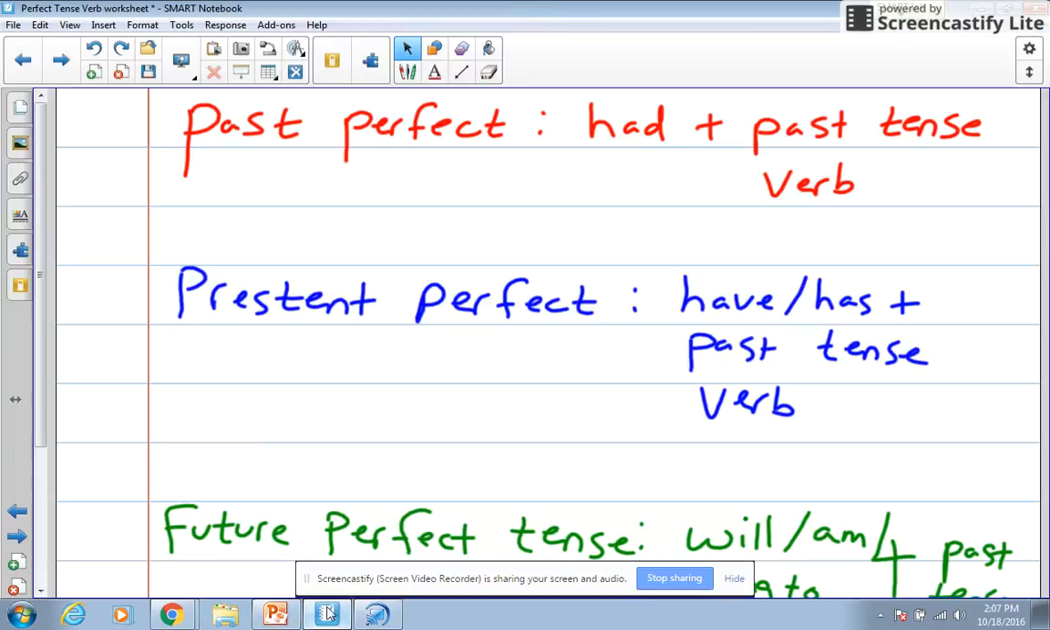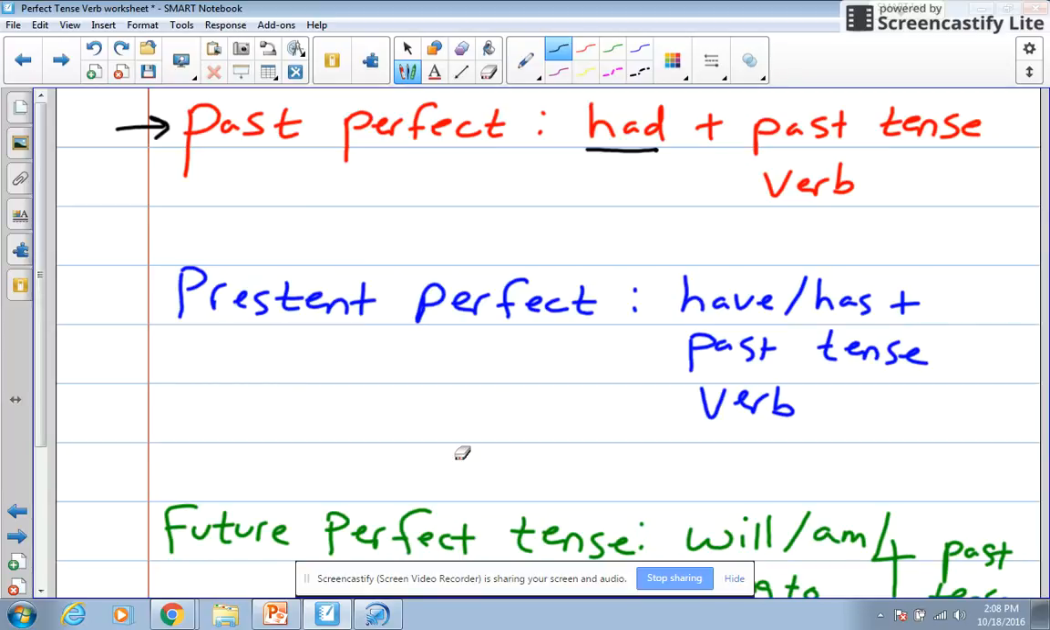In this video, we're going to talk about creating past perfect, present perfect, and future perfect tense verbs. So in order to create these verbs, we need to know the formula. Just like math, each one of these verbs has a formula to create it. So let's start with past perfect tense. In order to create a past perfect tense verb, we need had plus the past tense of the verb.